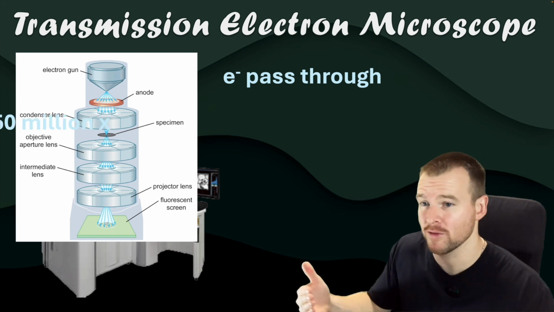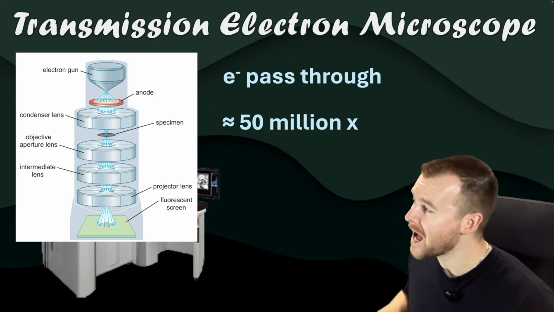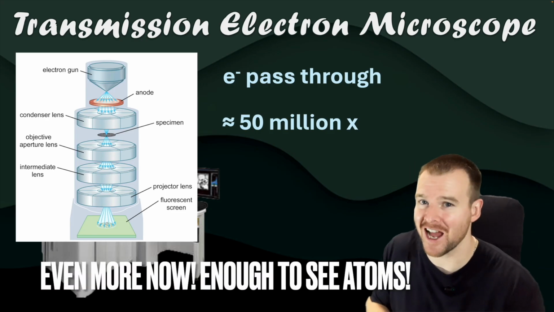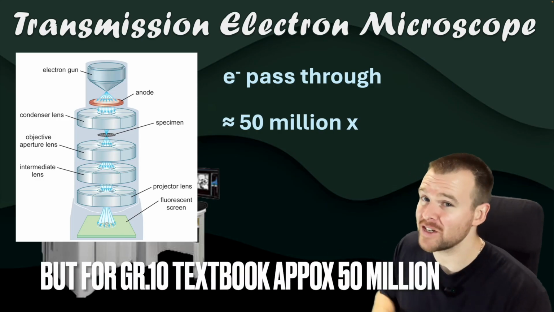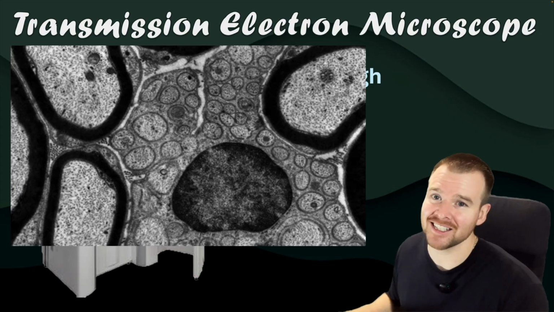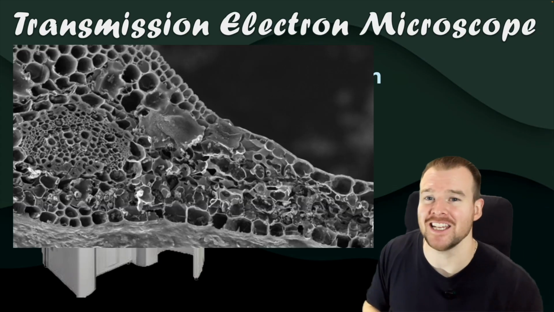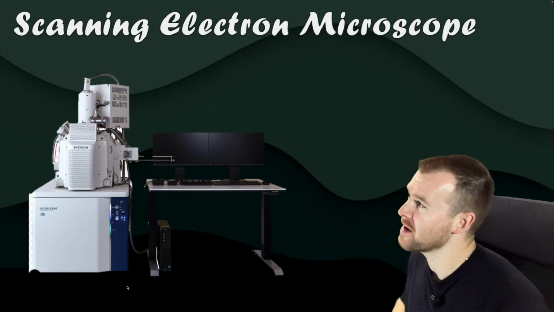Electrons are passing through in this case, and we get incredible magnification. About 50 million times magnification. The last one, the laser scanning, was about 1,000. 50 million times magnification gives a really cool image. It looks like this or like this, and just enables us to see a whole bunch more things. And on to our last one, another electron microscope, the scanning electron microscope.